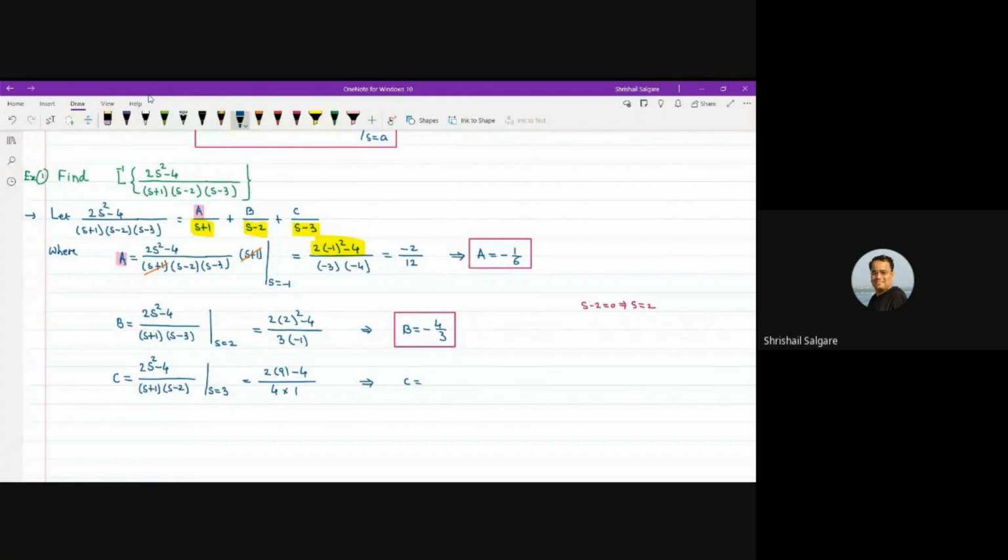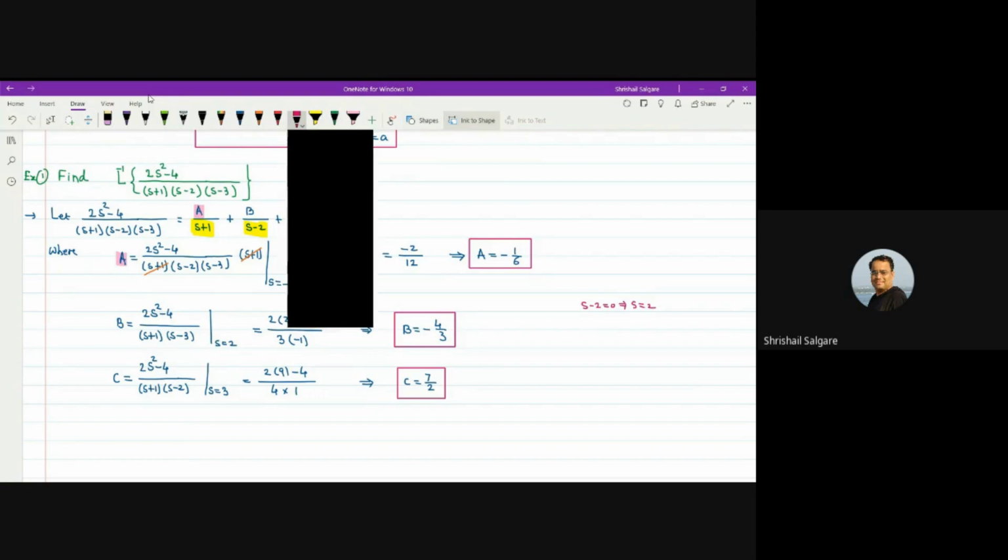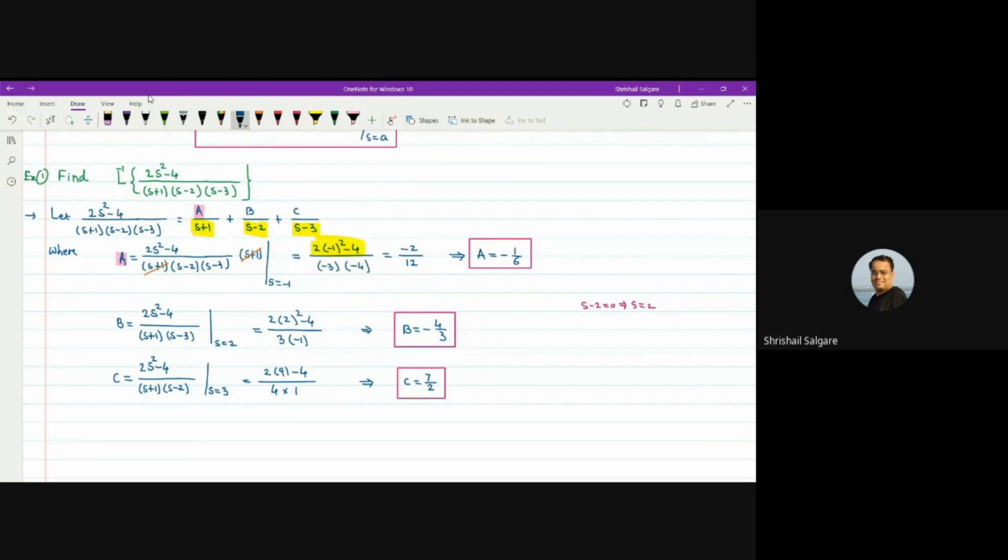Okay, very good. It is 7 by 2. I will continue with that. So C is given by 7 by 2. That is your third constant. Now all the values I will substitute in the formula, and I will write the inverse Laplace.